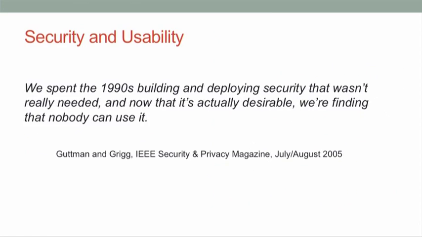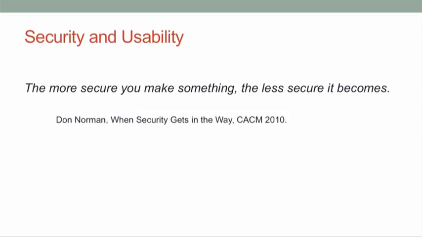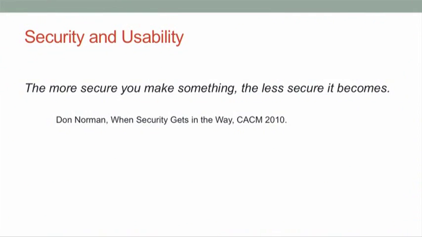Gutmann and Grieg made the following comment about 10 years ago. They said, we spent the 90s building and deploying security that wasn't really needed. And now that it's actually desirable, we're finding that nobody can use it. In many ways, I think that statement is still true today. Don Norman said, the more secure you make something, the less secure it becomes. What he was hinting at, a kind of cynical comment, is that when we make our security system so complex and so burdensome to users, they find ways to break that security, right? Turn it off or get around it somehow.